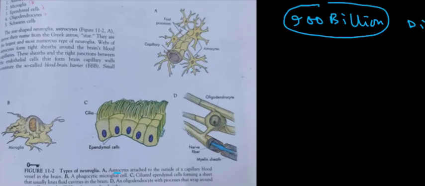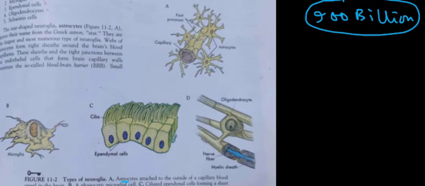And here you can see the different types of neuroglia. The first one is the astrocyte, which is a star-shaped neuroglia, and the processes of astrocytes form a tight sheath around the brain's blood capillaries and pass nutrients between the capillaries and the brain. So this is actually the function of our astrocyte.